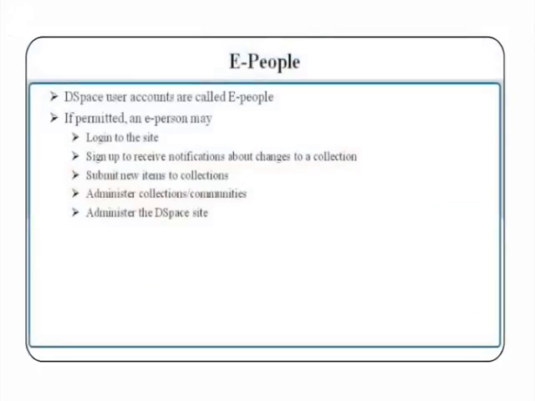Persons or users who interact with DSpace are called e-people. It is basically DSpace user accounts. DSpace provides facility to permit these e-people to log in to the site, sign up to receive notification of changes to subscriptions, submit new items to the collections, and administer collections, communities or the entire DSpace site. These e-people can also be managed by forming groups.